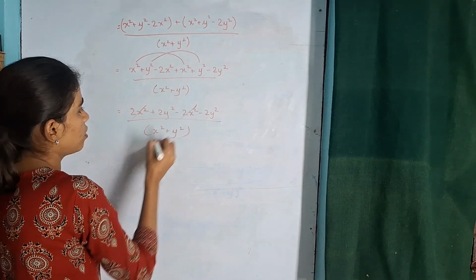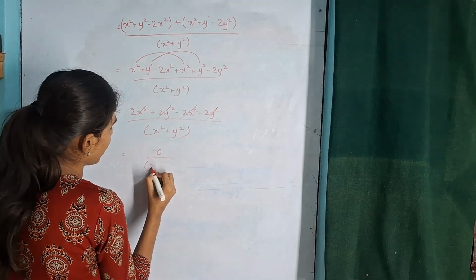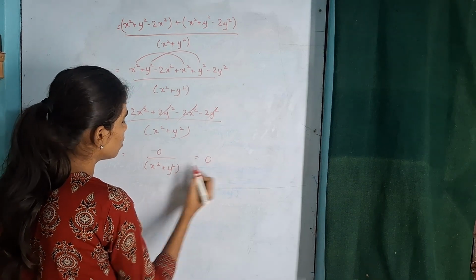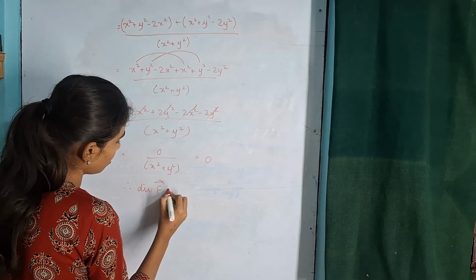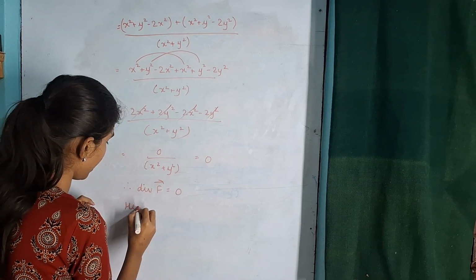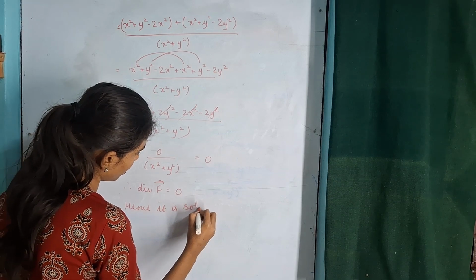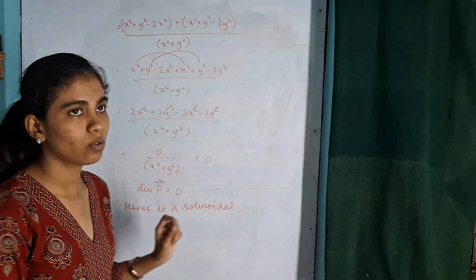2x square minus 2x square plus 2y square minus 2y square, 0 by x square plus y square. 0 by anything is equals to 0. Therefore, divergent of f vector is equals to 0. Hence, it is solenoidal. Solenoidal. I hope this is clear.